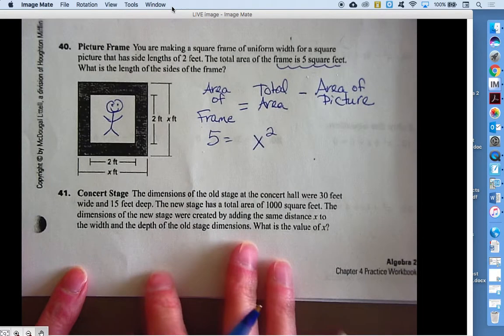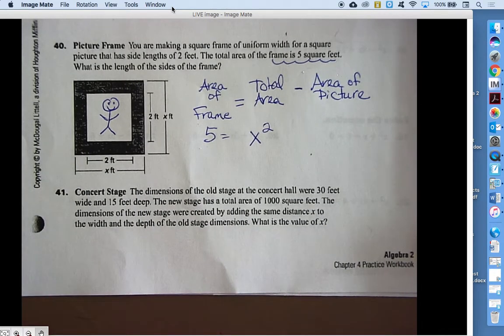It looks like a rectangle on our papers, but it is a square, yes. That's because my board is distorting it.